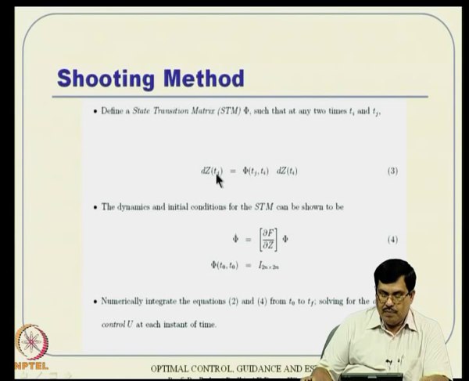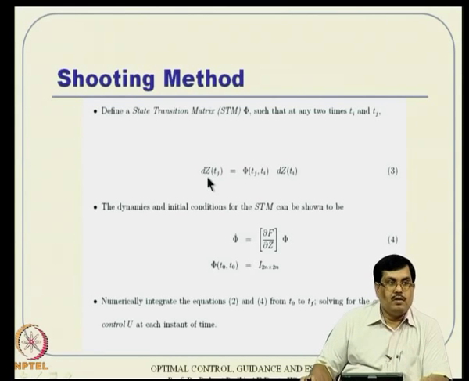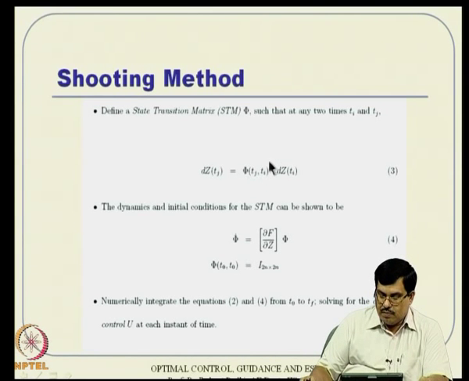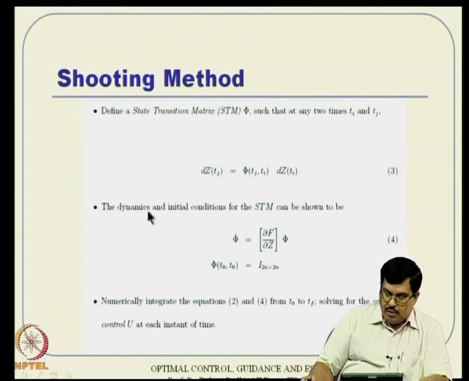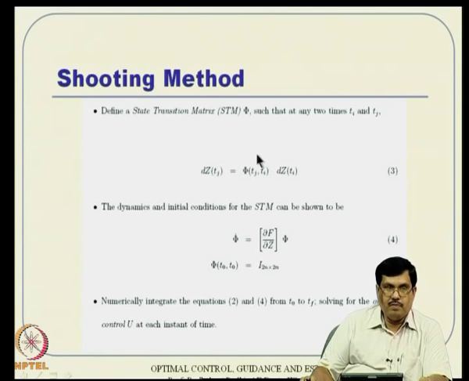So dz at any point t j is nothing but phi of t j, t i, times the corresponding value dz of t i. That is how it proceeds. If you have this form, that means if you know the error at any point of time t i, you can calculate it at any other point of time t j. Now, the corresponding equation for the state transition matrix phi of t j, t i, along with the dynamics and initial conditions, we need a solution, or a number, for this matrix.